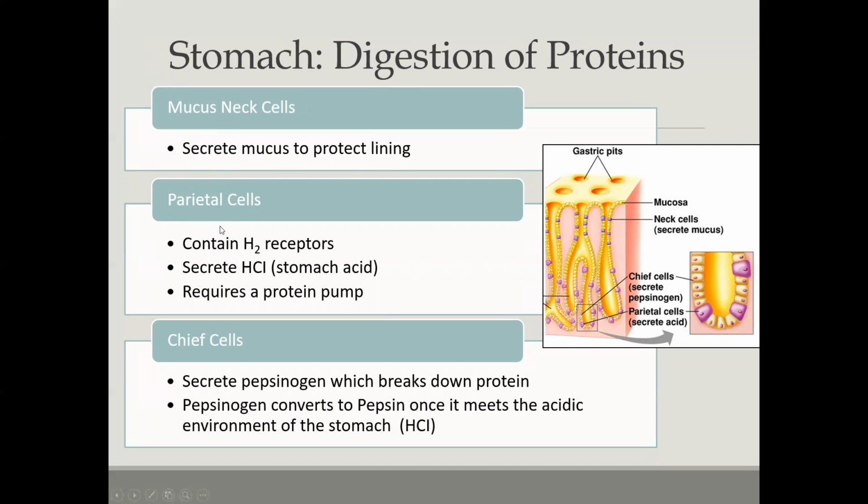Parietal cells can get a little bit trickier. They contain H2 receptors. They secrete hydrochloric acid or stomach acid, and they require a protein pump. So they're part of the protein pump mechanism in the body. So some things are just going to reduce stomach acid. Some things are going to bind up the pump. And our guest speaker describes this really well.